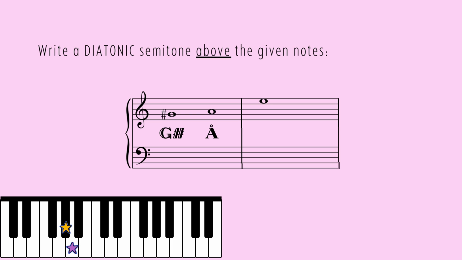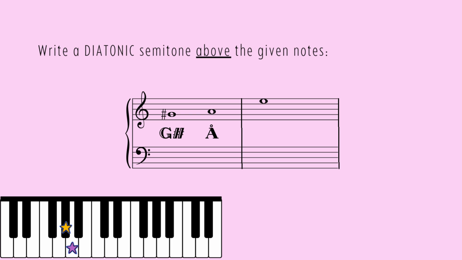That should be the next note. So what we're going to do is write A, the letter A, and then write it on the staff, which is on the next line or space above our given note. The next step is that we're going to look at the picture of our keyboard.